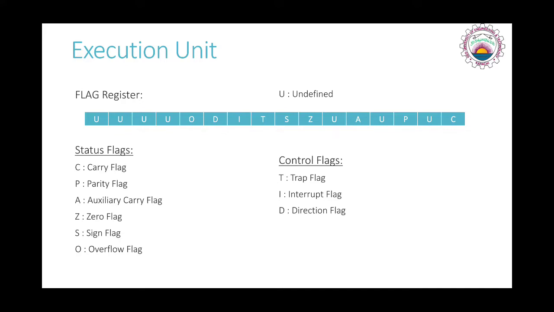Remaining 9 bits are having active flags. As we have discussed earlier, that flag is a flip-flop. It may hold a 0 or 1 depending upon the generated condition. So these flag bits are divided further into two categories: status flags and control flags. 6 status flags are listed here and 3 control flags are listed here.